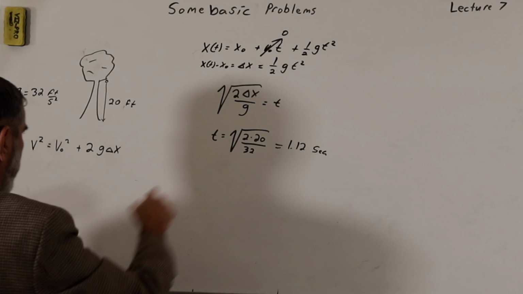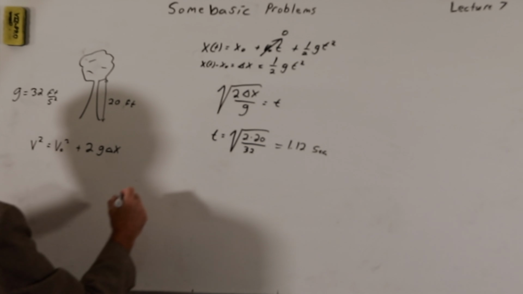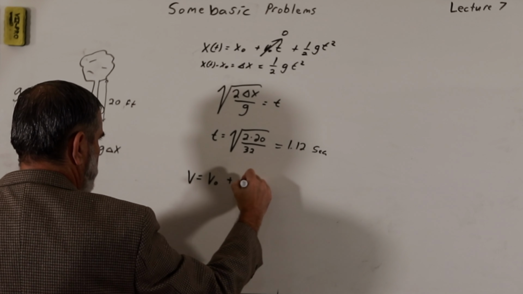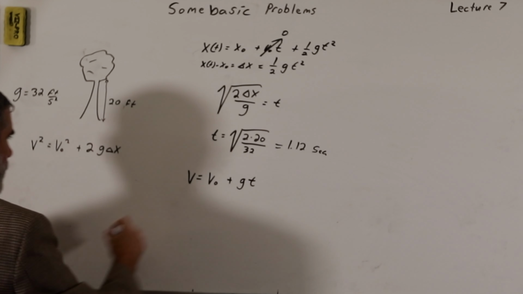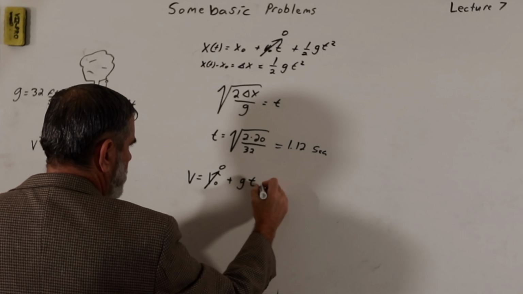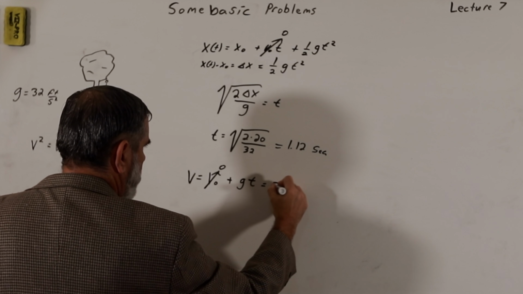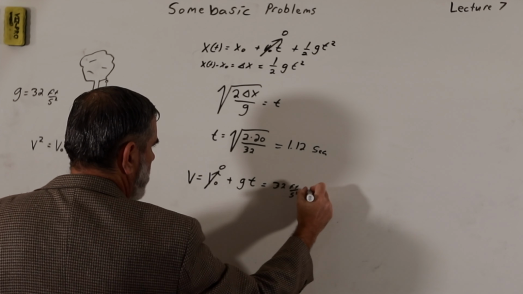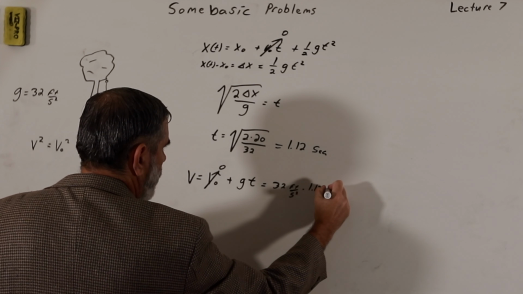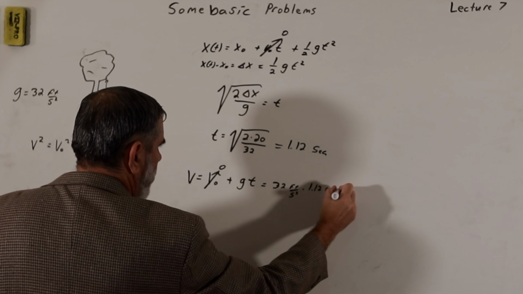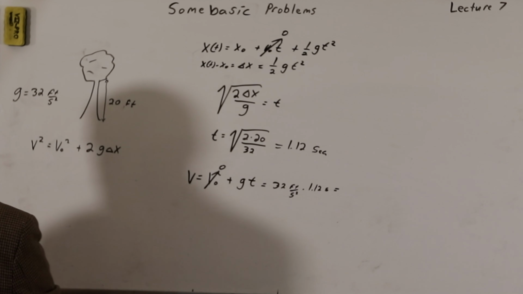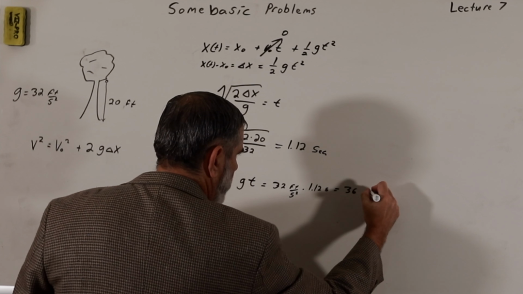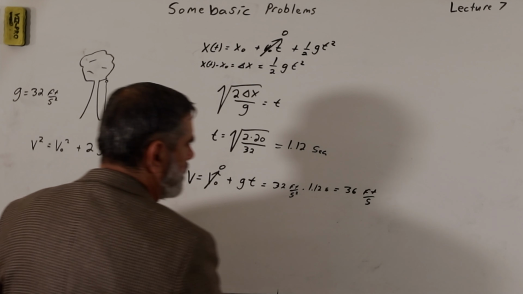But since we already have the time, what we're going to use instead is the formula: the velocity is equal to the initial velocity plus g times t. The initial velocity, of course, is 0, so we just need to plug in 32 feet per second squared times the time of 1.12 seconds. And this is going to give us a velocity of 36 feet per second.